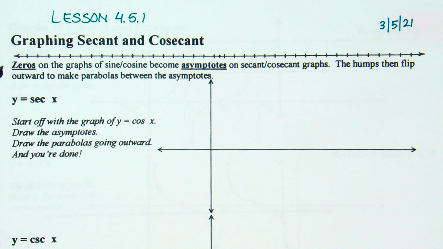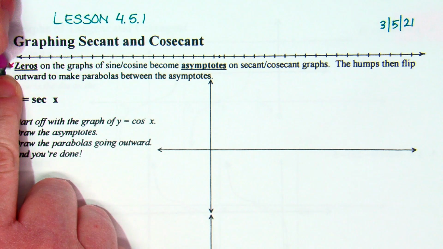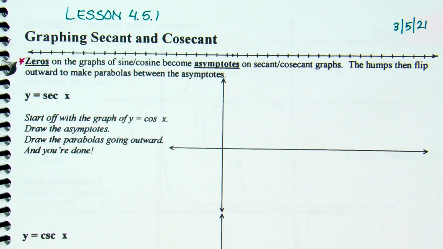Okay? So, right at the very beginning, key to note: zeros. What do I mean by the word zeros? X-intercepts, where we cross the x-axis, okay? So, where we cross the x-axis, zeros on the graph of sine or cosine become asymptotes on the secant and cosecant graphs. The humps then flip outward to make parabolas between the asymptotes.